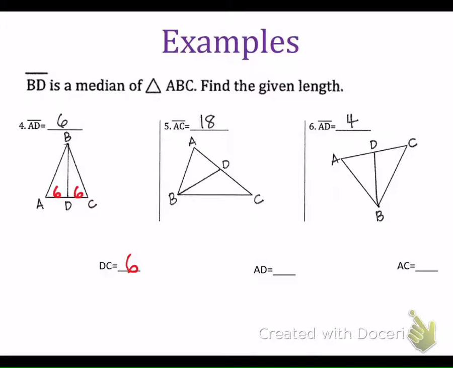On number 5, they give us the length of AC. So this whole thing is 18. We want to find AD. So now it would be 9. Sometimes it's the same. If they give you a small segment and you're looking for the other small one, they're the same. If they give you the whole thing and you're looking for one of the small ones, you just divide by 2. The last one, be careful. They give us AD, this guy, but then they ask for the whole thing. So the whole thing is 8.